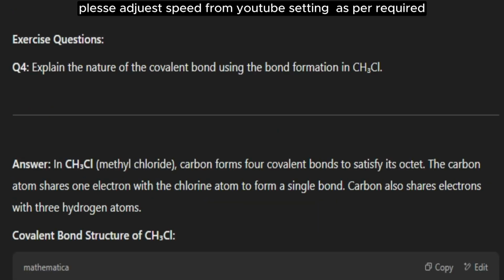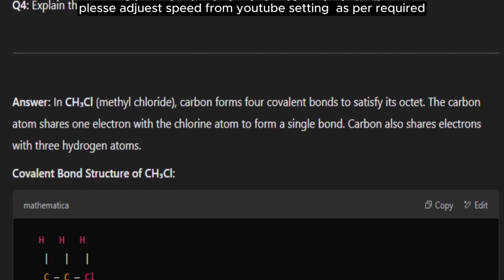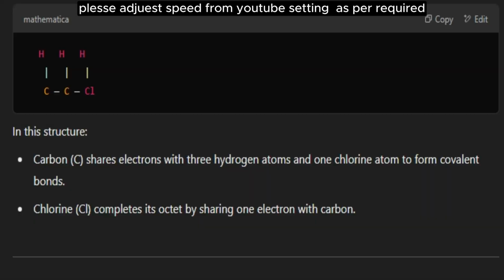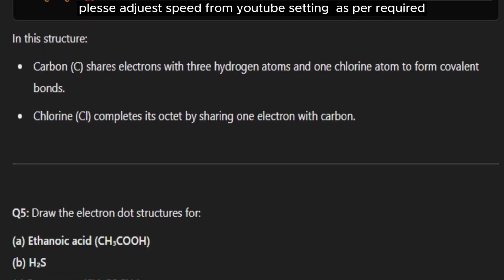Q4, explain the nature of the covalent bond using the bond formation in CH3Cl. Answer: in CH3Cl, methyl chloride, carbon forms 4 covalent bonds to satisfy its octet. The carbon atom shares 1 electron with the chlorine atom to form a single bond. Carbon also shares electrons with 3 hydrogen atoms. Covalent bond structure of CH3Cl. In this structure, 1 carbon, C, shares electrons with 3 hydrogen atoms and 1 chlorine atom to form covalent bonds. Chlorine, Cl, completes its octet by sharing 1 electron with carbon.